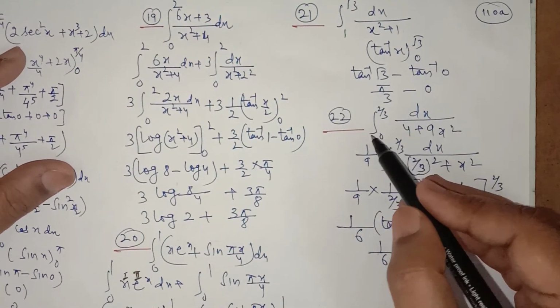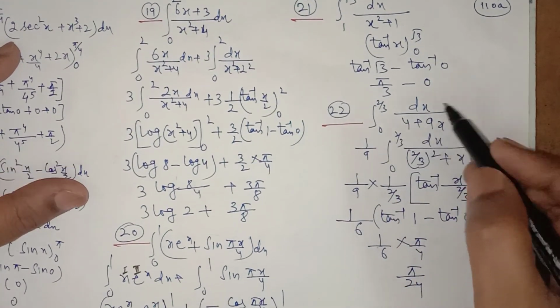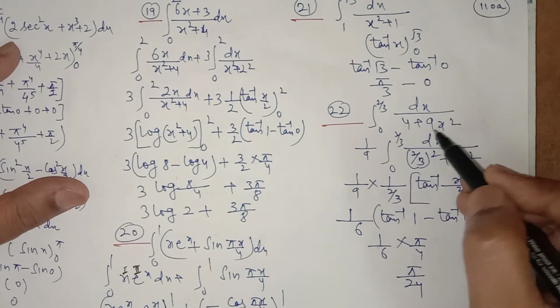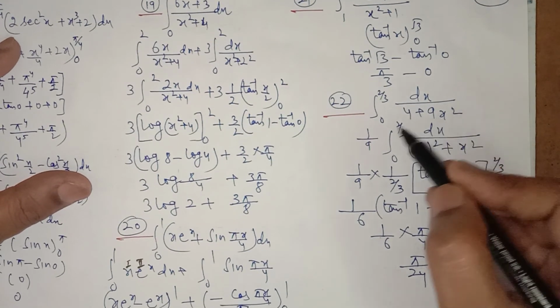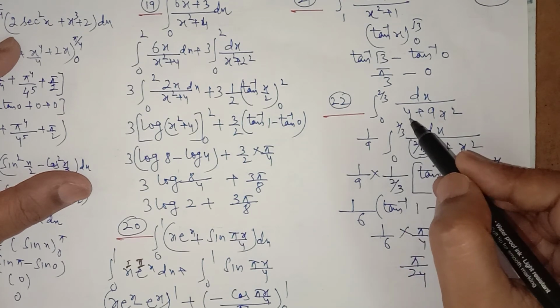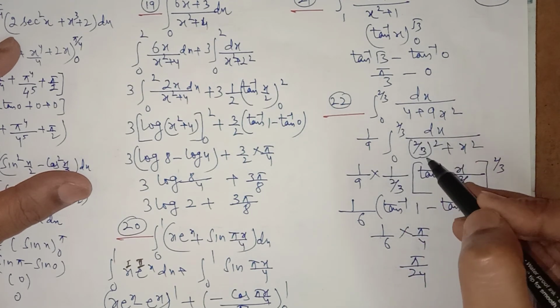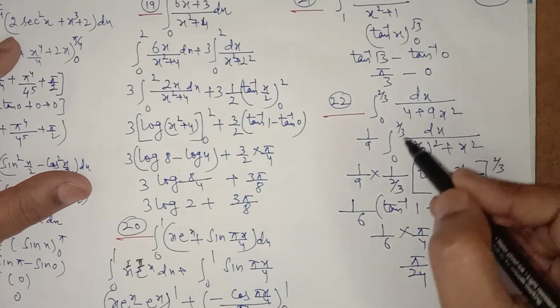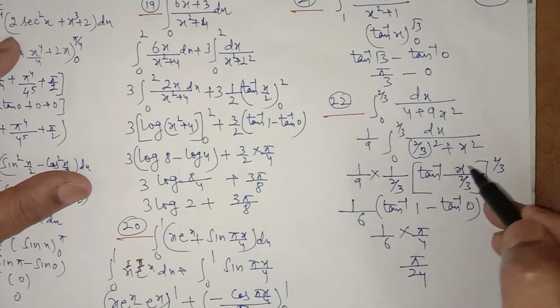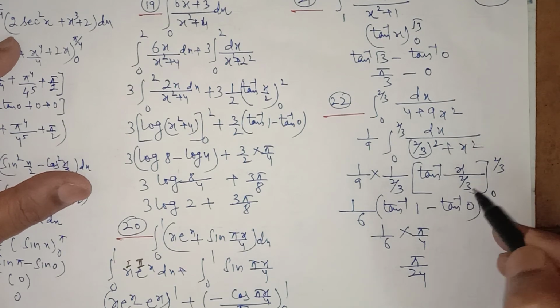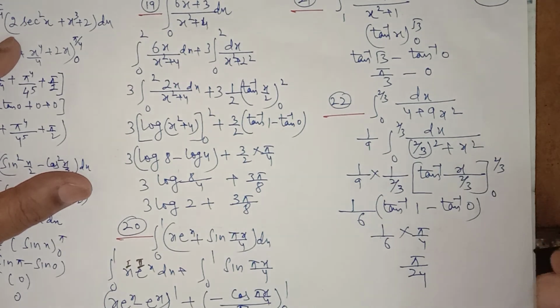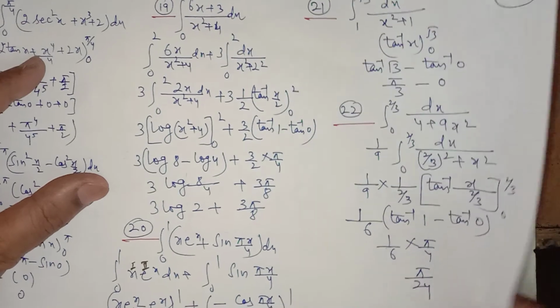Now in question number 22, it is a special integral dx upon 4 plus 9x square. So take 9 common to make the coefficient of x square as 1. So it comes out to 1 upon 9. It will be 2 upon 3 whole square plus x square. It is a special integral of 1 upon x square plus a square, which is 1 upon a tan inverse x upon a. Upper limit minus lower limit. So simplify as far as possible.